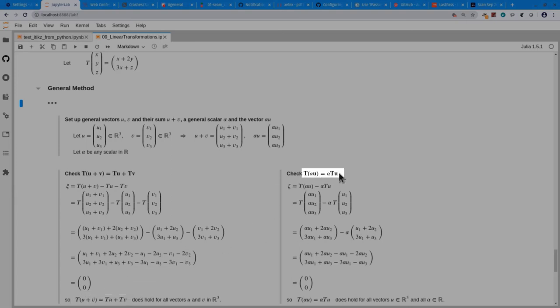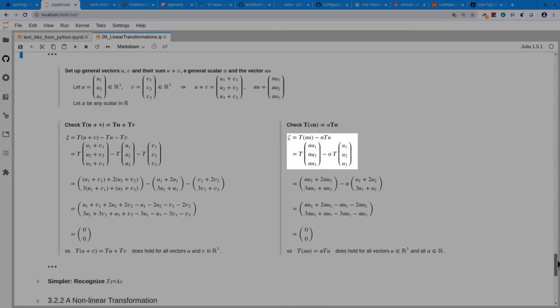We'll do exactly the same thing for the second property. Instead of trying to compute that T of alpha u is equal to alpha Tu, we'll pull the alpha Tu to the other side and simply say T of alpha u minus alpha Tu. And when we plug in and simplify, does that add up to zero? So we'll give it a name, we'll call it zeta, and again, write our equalities as we go. And when I plug in now, in exactly the same fashion, I get T on the vector alpha u that I pre-computed minus alpha times Tu.